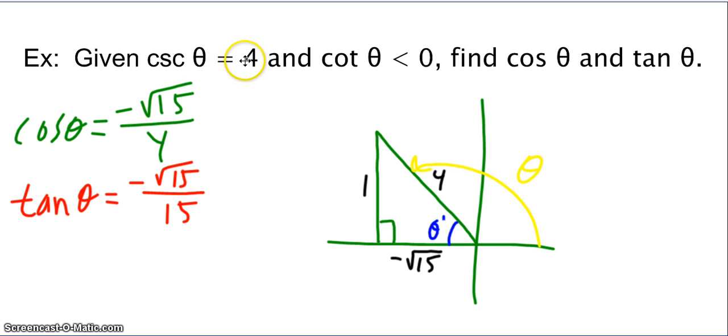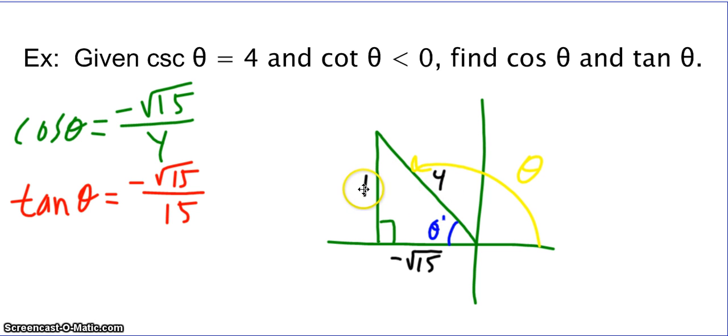Okay, so here what I want to recognize is cosecant of theta is 4. So what I noticed from that is that cosecant is positive, cotangent is negative. What quadrant is this in? If cosecant is positive and cotangent is negative, it has to be in the second quadrant. So now I draw a triangle in the second quadrant, and I know if cosecant of theta is 4, then the hypotenuse is 4, the opposite is 1, or some ratio of that.